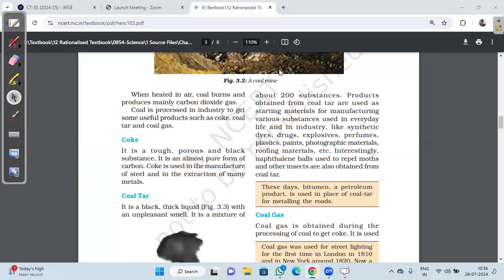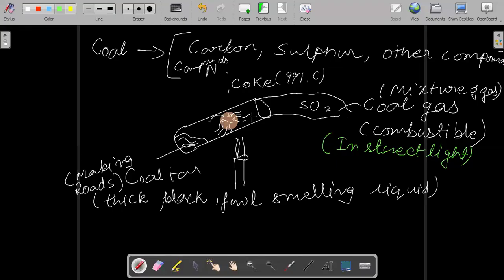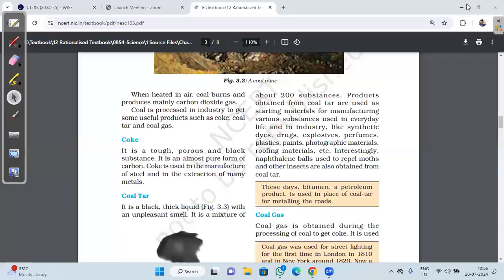Sir, coke is in liquid state, coal tar is like a solid rock, and coal gas is a gas. No, coke is solid, coal tar is liquid, and coal gas is a gas. But in the textbook they gave us coal tar rock. Here, see, this is your coke, which is in the solid state. This is coal tar, which is in the liquid state. And this is your gas, which is coal gas.